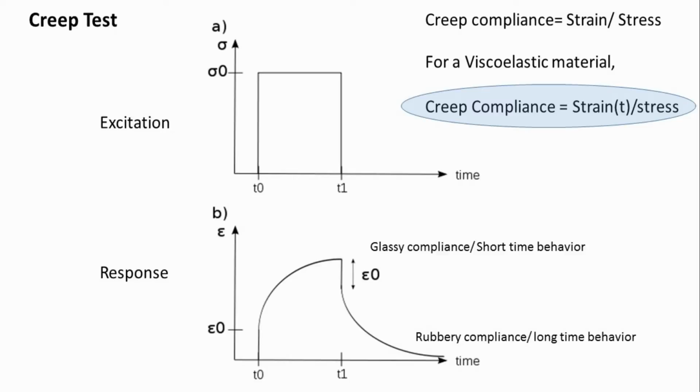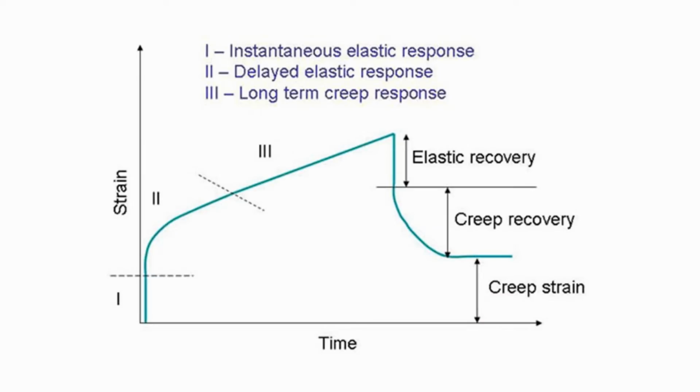Upon loading, the material strains initially to the glassy compliance. This is elastic deformation, corresponding to bond distortion. In time, the compliance rises to an equilibrium rubbery value, corresponding to the rubbery extension of the material. The retardation time is also obtained from the creep curve.